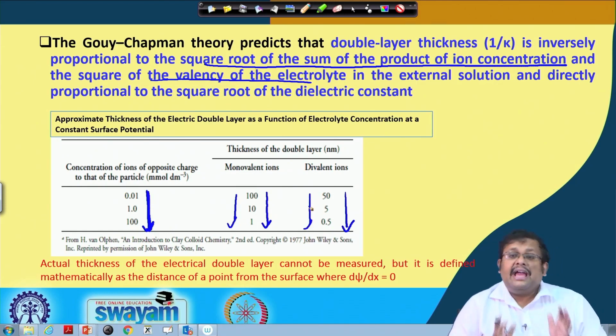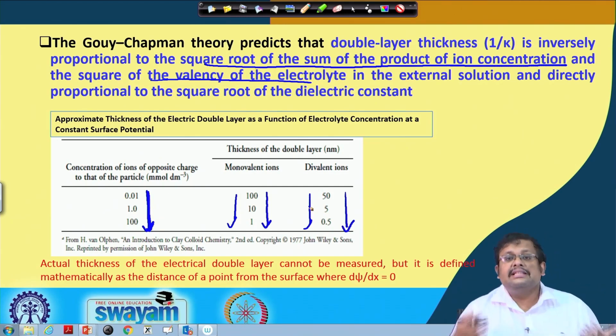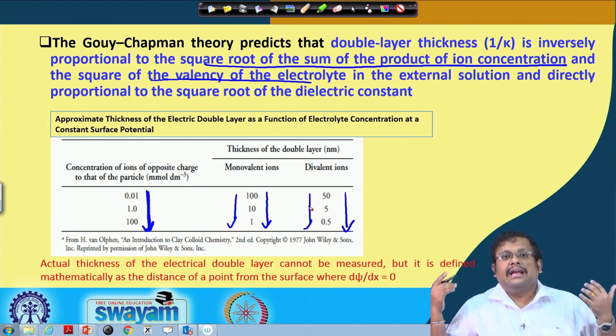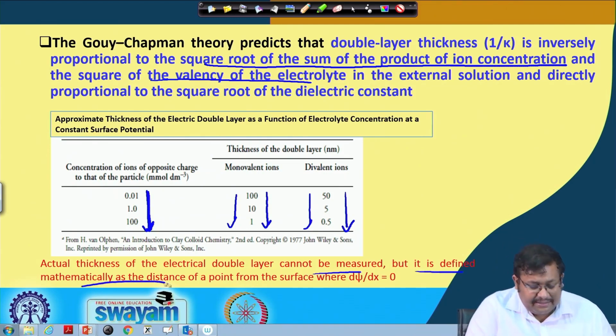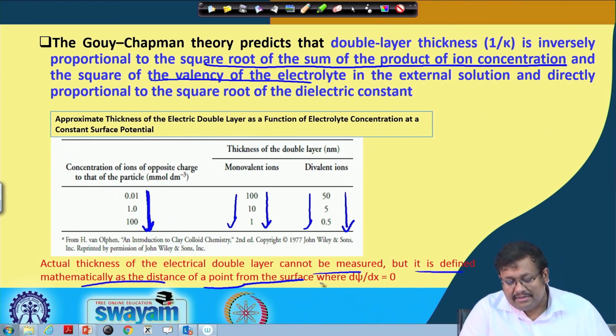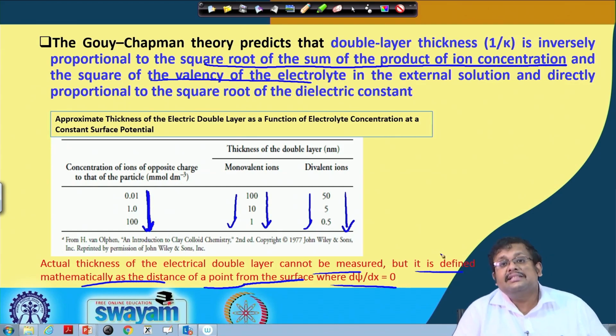In other words, as we are increasing the concentration of a particular cation, whether it is monovalent or divalent, the thickness of the diffuse double layer will decrease. And actually the thickness of the electrical double layer cannot be measured, but it is defined mathematically as the distance of a point from the surface when d psi by dx equals basically 0.